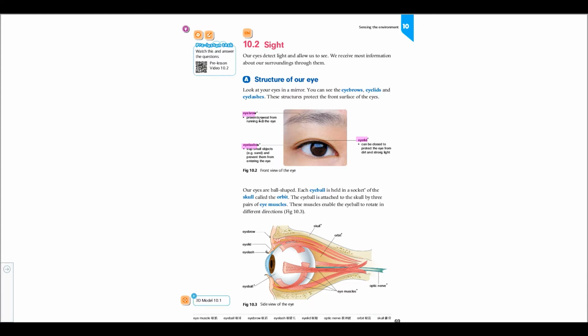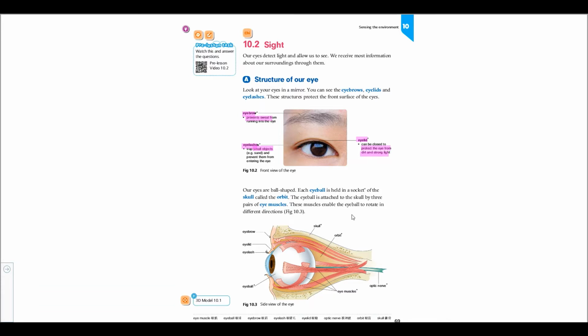The eyebrows mainly prevent sweat from running into your eyes. The eyelashes prevent small objects like sand or dust from entering the eye. And the eyelid can control opening or closing. You can close your eyes with the eyelid to protect the eye from dirt and also strong light. So a lot of the structures on your face are used to protect your eyes. Remember eyebrows, eyelashes, and eyelid.